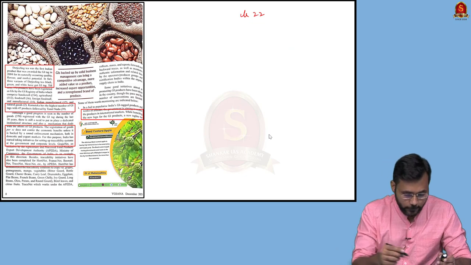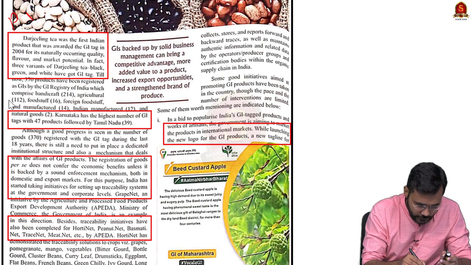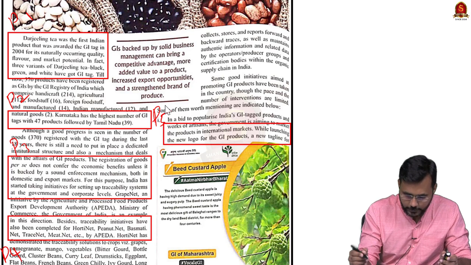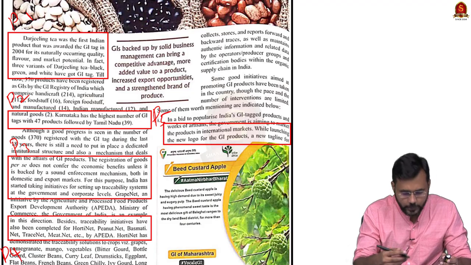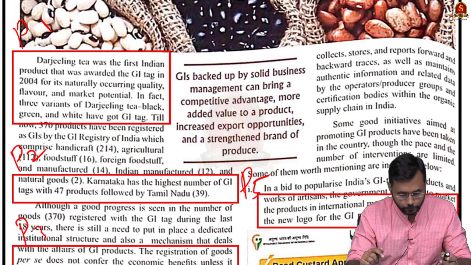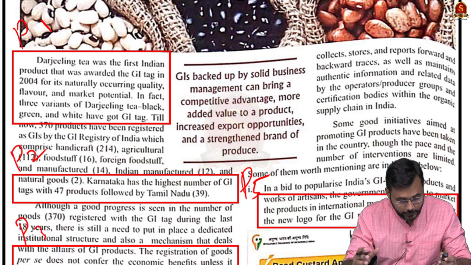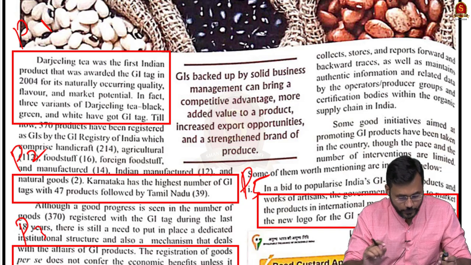So next we go for the next page of GI tagging, page number 8 in Yojana. So paragraph 1, paragraph 2, 3, 4 and 5. In paragraph 1, these are some factual information about GI tagging in India. So Darjeeling tea in 2004. Darjeeling tea got the first GI tag in India, and it has different variants in that. So black, green and white tea. So all got GI tags. Okay. So that's one factual information.